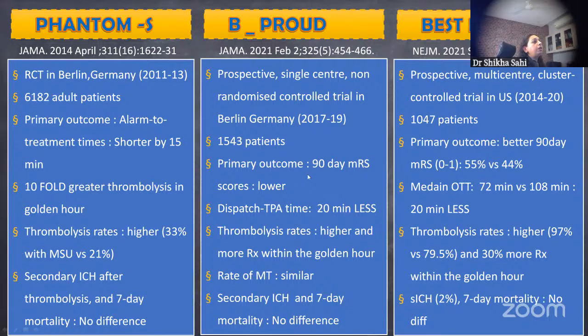So these are basically randomized control trials. All of them have shown the common outcome that thrombolysis rates were higher. There was no change in secondary intracranial hemorrhage, so this is a safe way. And the primary outcomes in terms of the mRS score were also better.